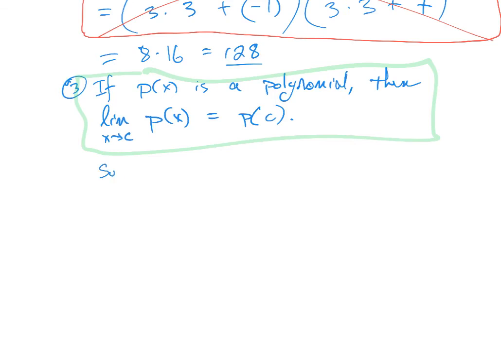Well, suppose p of x, I guess we're not really supposing, we're letting it be a generic polynomial. So everybody remember what your generic polynomial is: a_n x to the n plus dot dot dot plus a_1 x plus a naught.